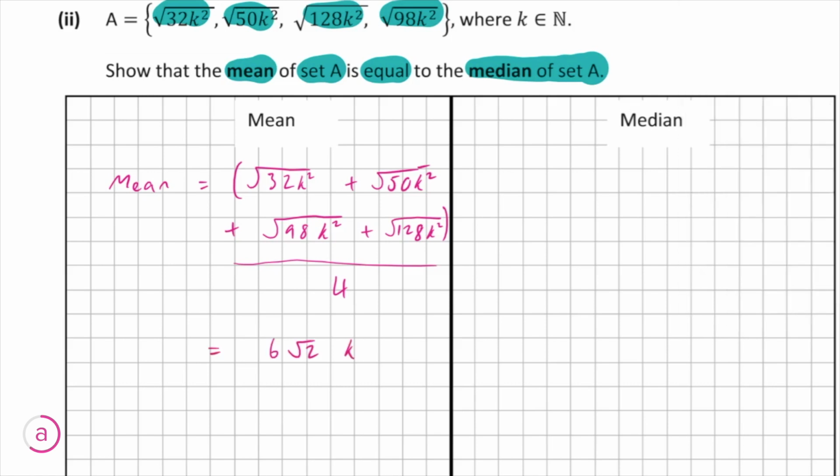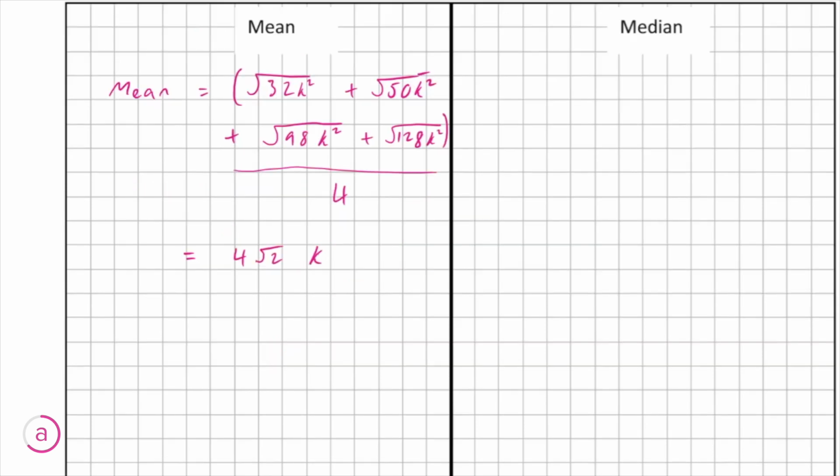However, if you wanted to simplify these things down into simpler surds, which is certainly the way I think they want you to do it when they wrote the question, what you would get is that root 32 k squared is equal to 4 root 2k, because it breaks up into root 16 and root 2. The square root of 50 k squared would be equal to 5 root 2k, because root 50 can be written as root 25 times root 2. Root 98 k squared is equal to 7 root 2k, and the square root of 128 k squared is equal to 8 root 2k. And when you put all those things over 4 and add them together, you will of course get that the mean is 6 root 2k.